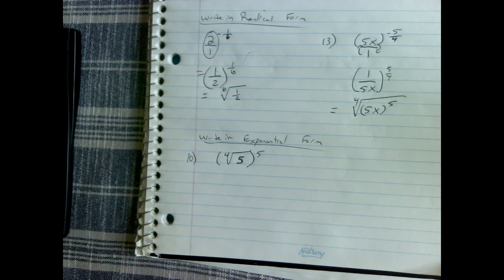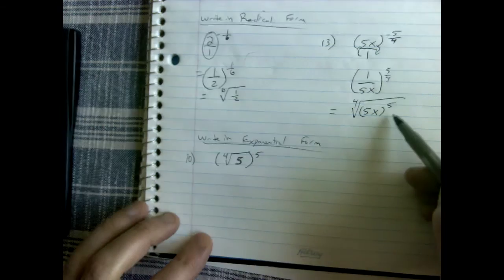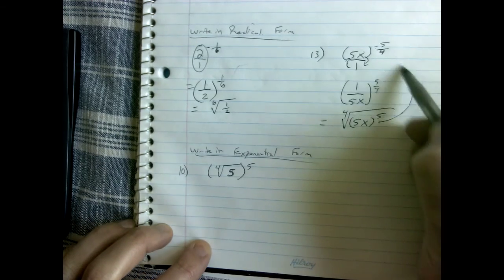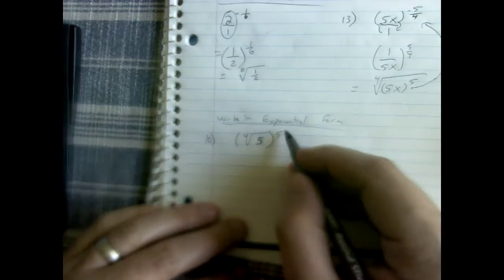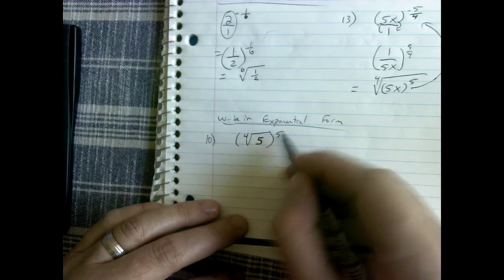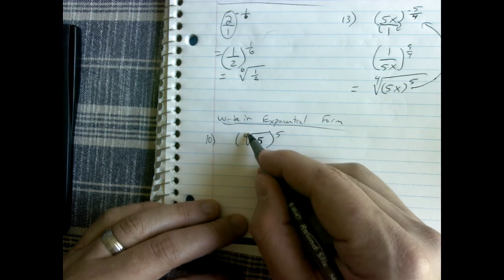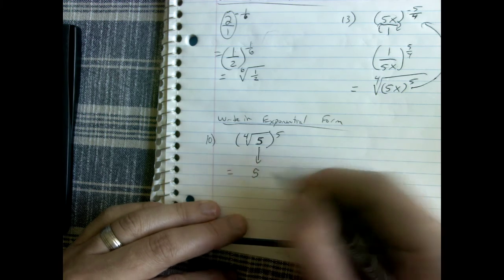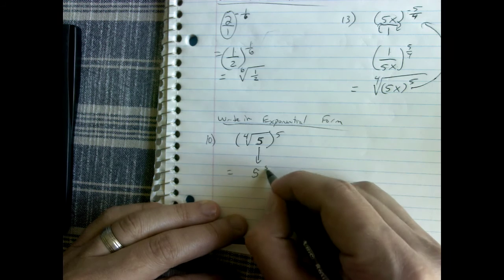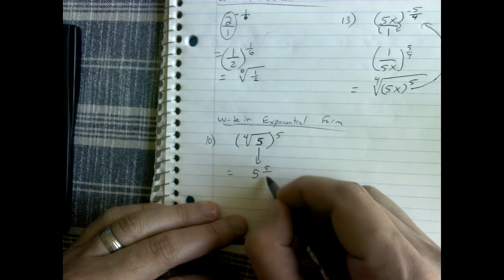And the last one here, you have to write it in exponential form. This is basically going backwards. How do you go from here back up to that form? You understand that that is the exponent, that is the root number, and that's your base term. So you're going to have 5. Well, that's your exponent, it goes on the top. And that's your root number, so it goes on the bottom.